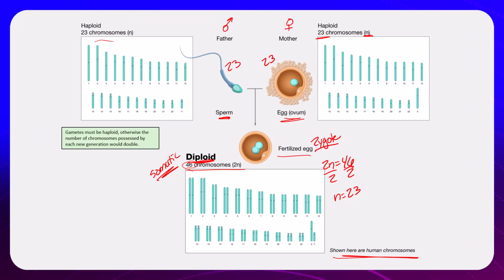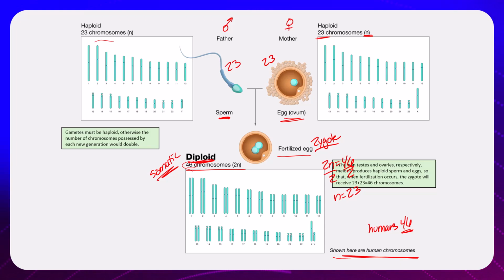Gametes must be haploid, otherwise the number of chromosomes possessed by each new generation would double. Again, we can't do that. Humans equal 46. We as a species, Homo sapiens, have 46 total chromosomes, and we need 46 chromosomes in order to be human. If this chromosome number changes, the species changes.